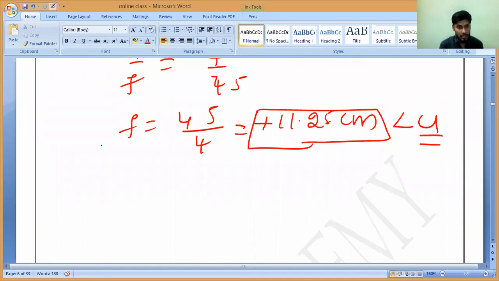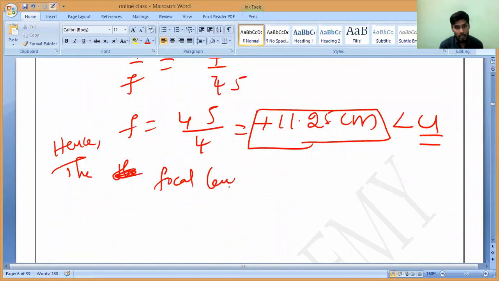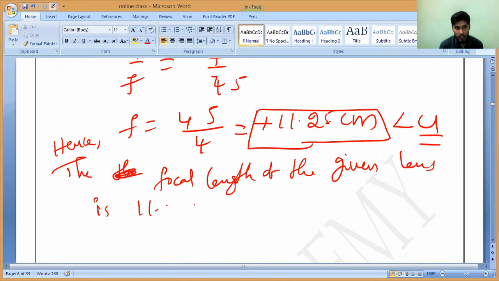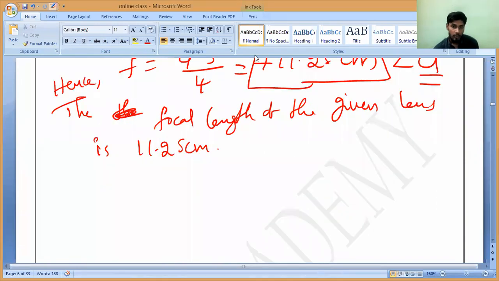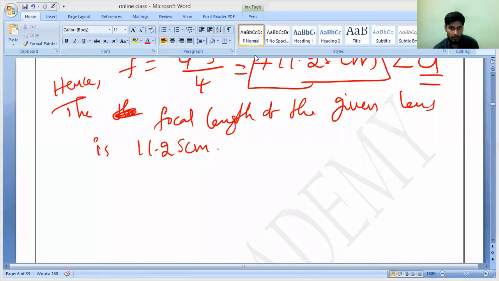The focal length of the given lens is 11.25 centimeter. That is all. And it is real and inverted. Magnification is already given in the question, so you need not worry. If it is given in the question, it is not required. Understand?